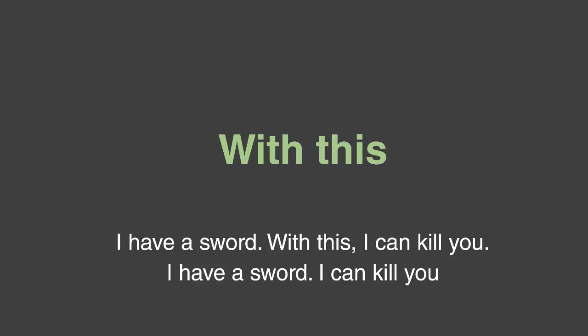With this, you see the word with this, it doesn't really add to your sentence. I have a sword, with this I can kill you. I have a sword, I can kill you. The meaning is the same. If you look at the hidden context there, with this is really redundant. So avoid it, don't write it, doesn't help in your writing.